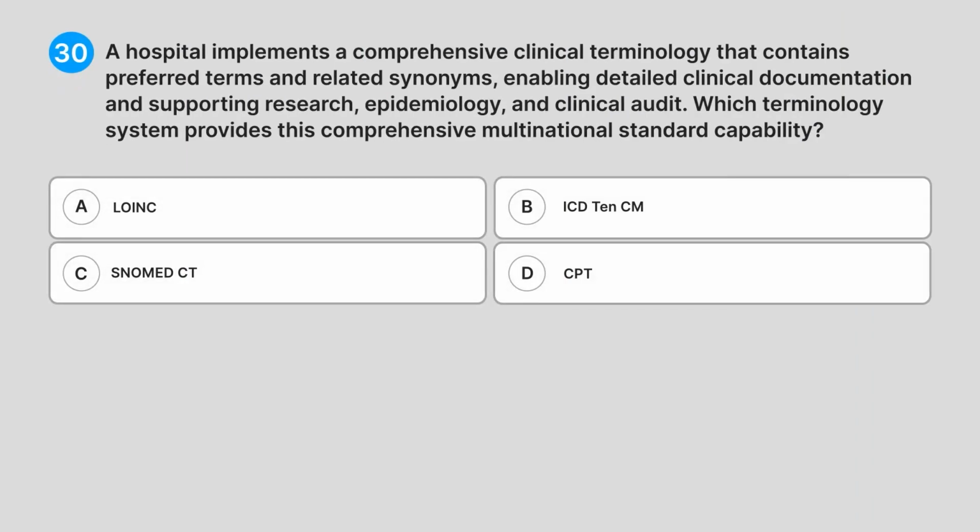30. A hospital implements a comprehensive clinical terminology that contains preferred terms and related synonyms, enabling detailed clinical documentation and supporting research, epidemiology, and clinical audit. Which terminology system provides this comprehensive multinational standard capability? A. LOINC, B. ICD-10-CM, C. SNOMED CT, D. CPT.